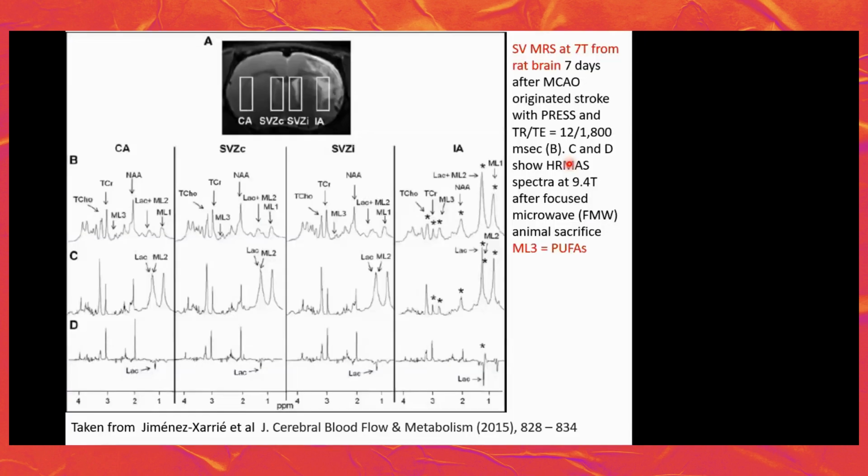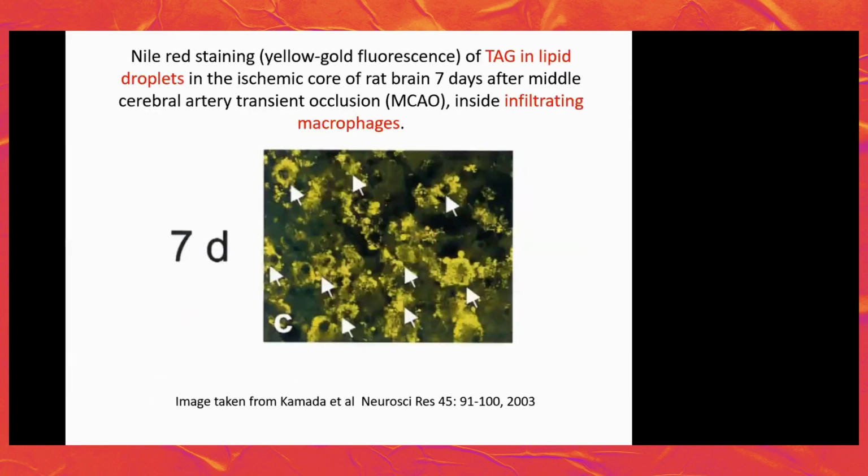But they can be inside different cells. I mean, this is stroke. Stroke in a rat 7 days after middle cerebral artery ligation. And these are the patterns for that region and for the contralateral region. ML3 is the PUFAs, a large one, fully absent in the contralateral. This is just aspartate from N-acetyl aspartate. So what are those? Dying neurons. Well, other people have investigated this, and these are the Nile red stain droplets inside macrophages. So cells die, but after cells die, the clean-up system comes, and the clean-up system are the macrophages. So the lipid droplets can be in different places.